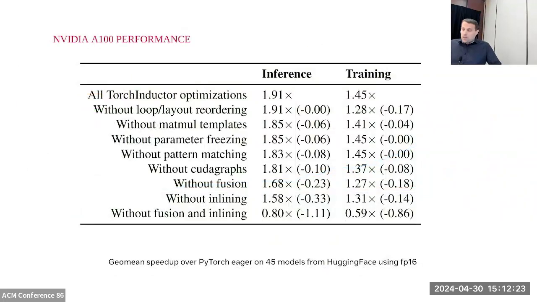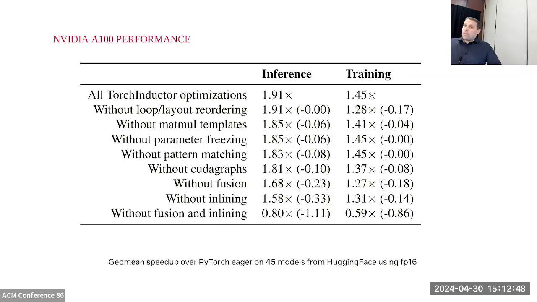PyTorch. So this is an ablation study where we're trying to say, okay, where are the speedups in Torch Inductor coming from? And the way we measure this is we take our compiler and we measure the speedup it has with all optimizations enabled. Then one by one, we disable specific optimizations and we see how fast the Torch Inductor generated code is.